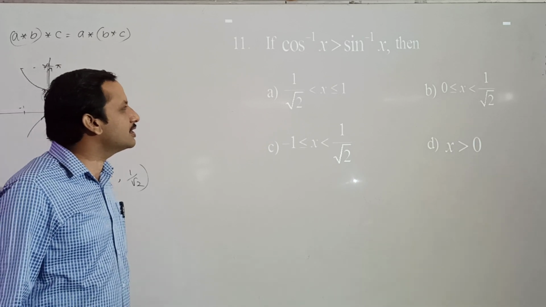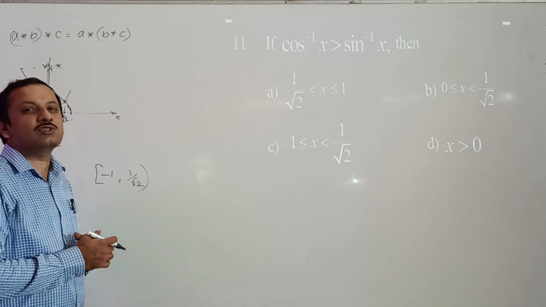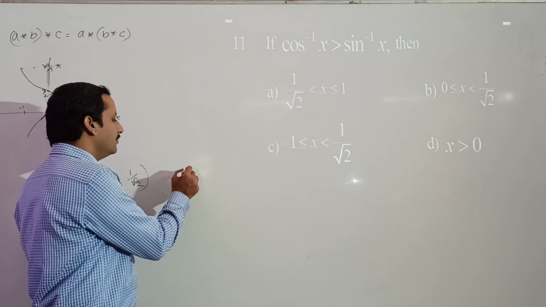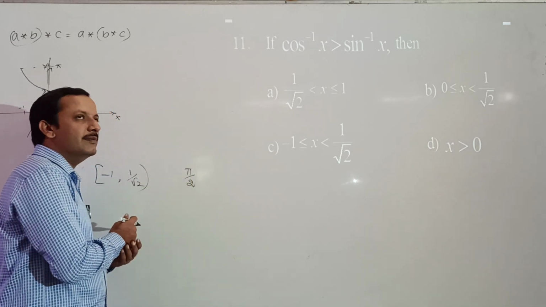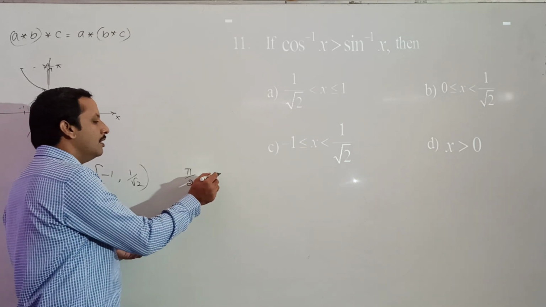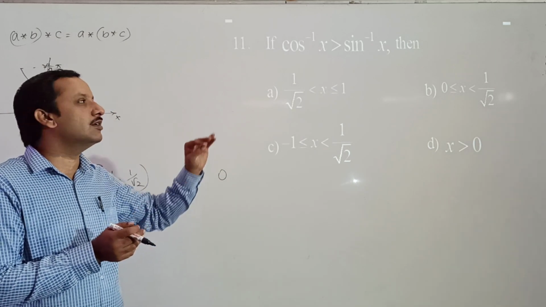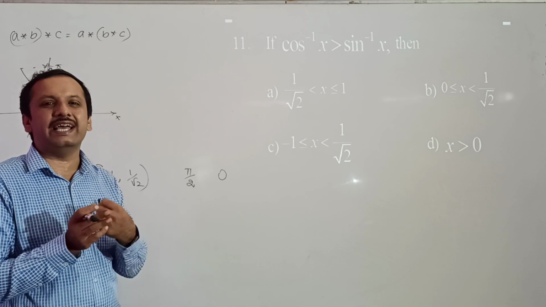Put x equal to 0, just check whether it holds good or not. If I put x equal to 0, on LHS we have cos inverse 0, which we know is equal to pi by 2. And on RHS, sin inverse 0 is 0. Pi by 2 is greater than 0, obviously true. So at x equal to 0, the result holds good. So 0 should be there in our answer.